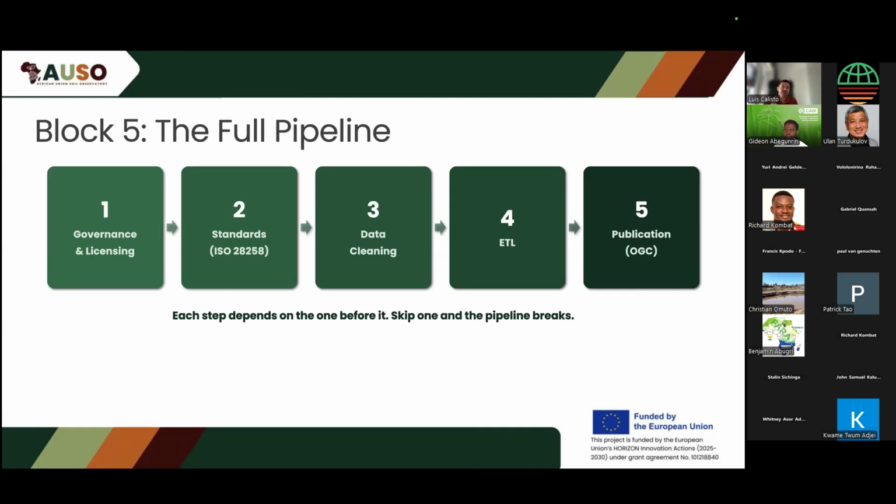So governance, licensing, then standards, data cleaning, and then ETL, loading the data. And then we can create different publications, or create maps, insights. Then, in the last part, basically, we can turn data into policies. You can use the data, basically.